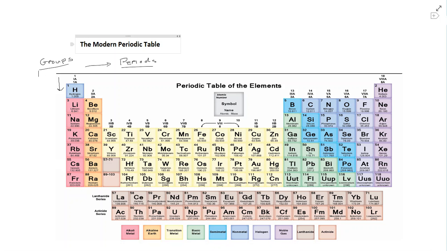Now, in relation to groups, when we move down this group, this here is what's known as group 1, this column is group 2, this column is group 3, this column is group 4, group 5, group 6, group 7, and group 8. Elements that are in the same group, so for example, lithium, sodium, potassium, all of these elements have similar chemical properties and physical properties as well. So when you look at them, they look the same, and they also have similar chemical properties as well. So they react the same as well.